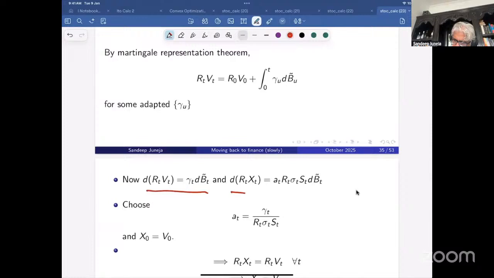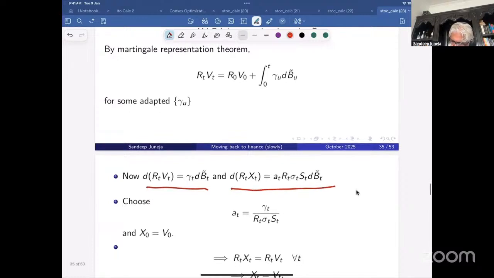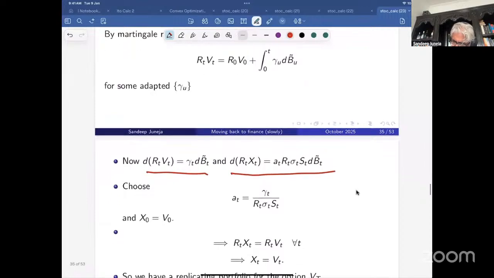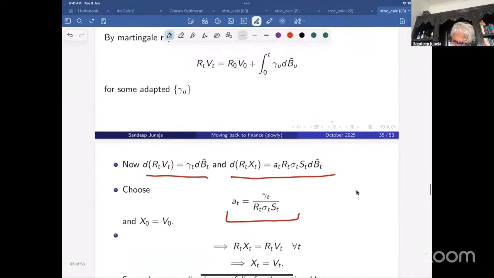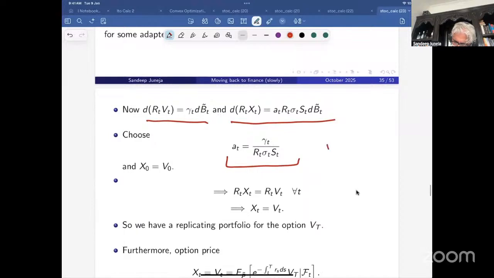And for a portfolio, we have this following relationship. In the self-financing portfolio, we need to figure out what AT should be. So we can set our AT as follows, because now we know everything, right? We know gamma T, we know sigma T, we know RT, we know ST. So we chose AT as follows at every omega, at every time T. We start with V0 wealth. V0 also we know. Then we conclude.